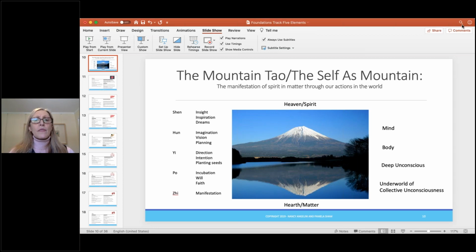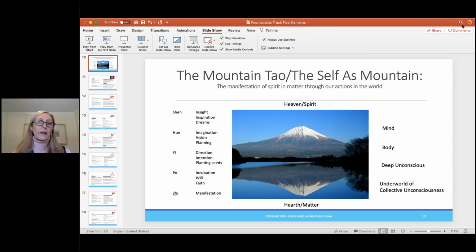And then the Hun is imagination and vision and planning. You know, those people who every morning wake up and have a to-do list as long as their left leg, and it's like, whoa, they are gonna plan their day, plan their work and work their plan every day.